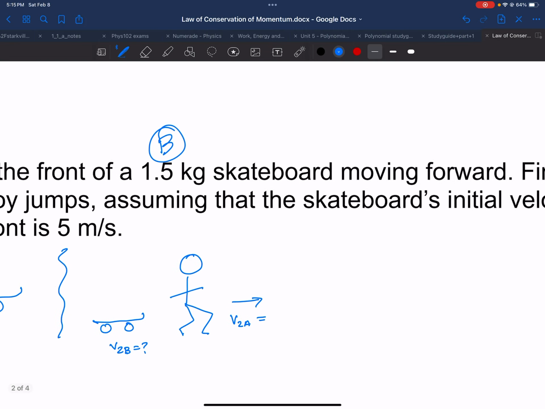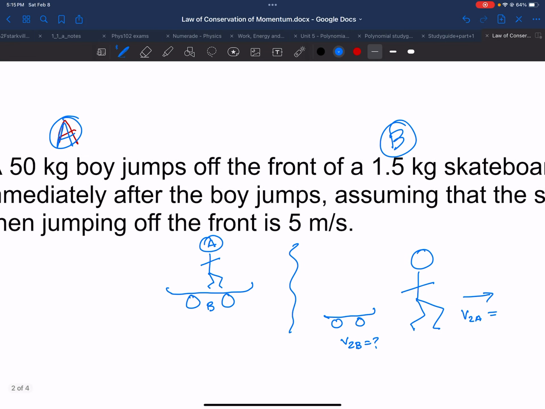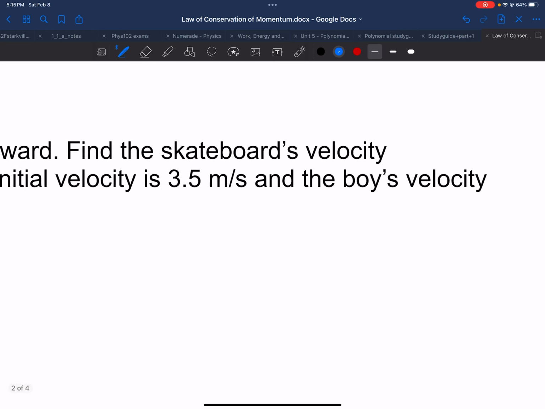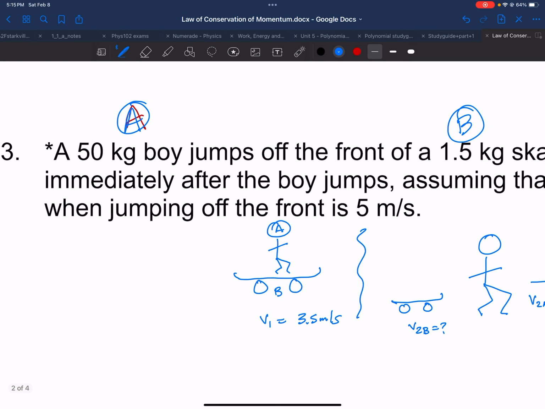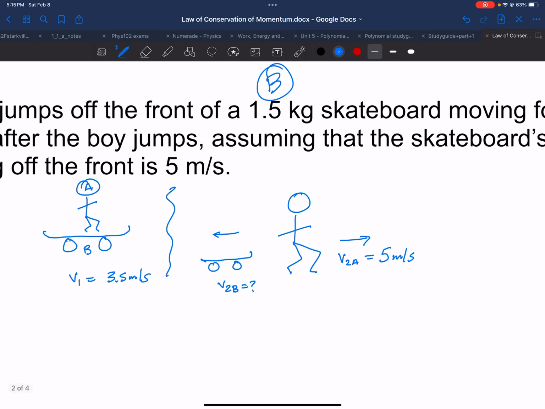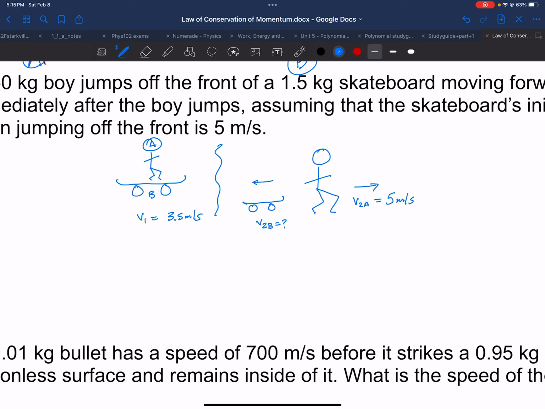So let's look at what those values are. Find the skateboard's velocity immediately after the boy jumps, assuming that the skateboard's initial velocity, that's this whole system, so V1 is 3.5 meters per second. And the boy's velocity when jumping off the front is 5 meters per second. Okay. I'm going to guess that the skateboard is going that direction only because that's quite a speed for the kid to be moving off the front. And I think it's going to have the skateboard recoil backwards. All right, so let's go ahead and put that into an equation.